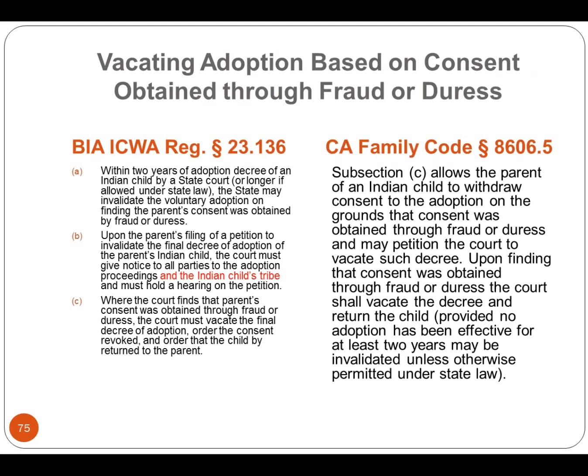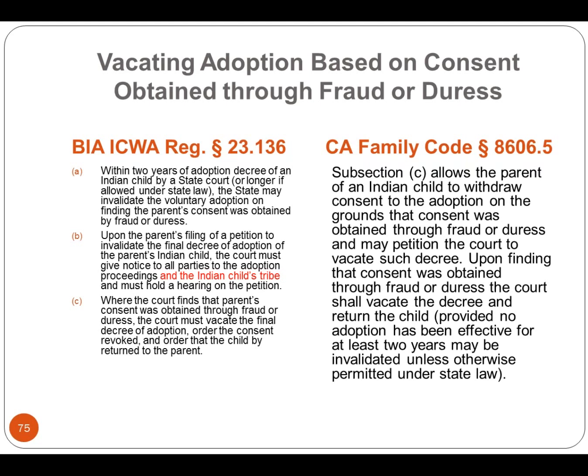Now, vacating adoption based on consent obtained through fraud or duress. This is also something that comes up from time to time. The BIA regulations, particularly 23.136, tell us that within 2 years of an adoption decree of an Indian child by a state court, the state may invalidate the voluntary adoption on finding the parent's consent was obtained by fraud or duress.